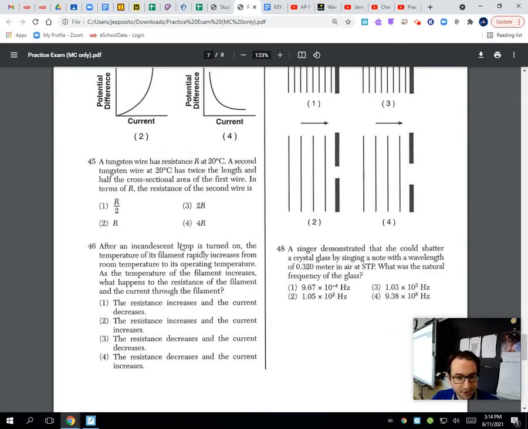Question 46 is, I guess, a variable resistance question in the sense that we are increasing the temperature of the filament of a light bulb. And this happens with incandescent lamps. This is why incandescent light bulbs are hot if you leave them on for more than 30 seconds. As temperature increases, resistance increases. And this is just something you're supposed to know.